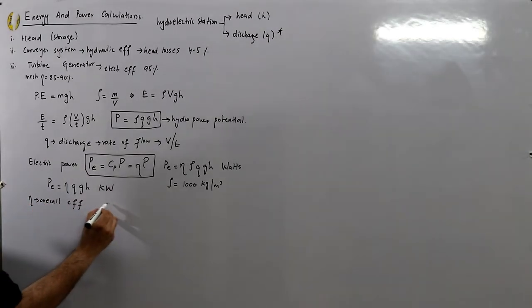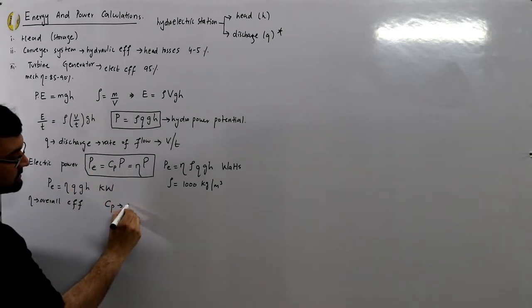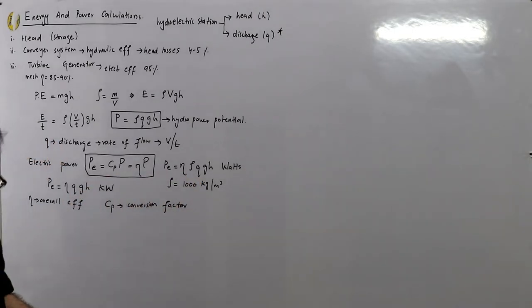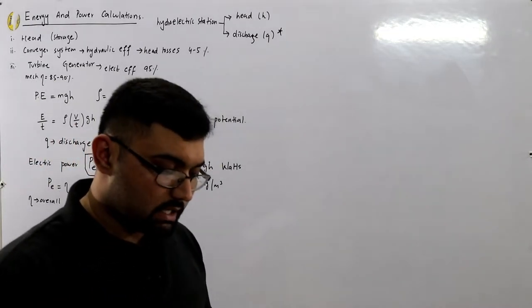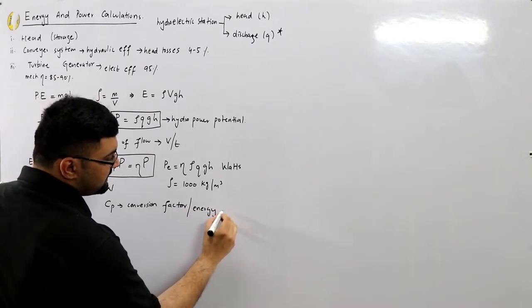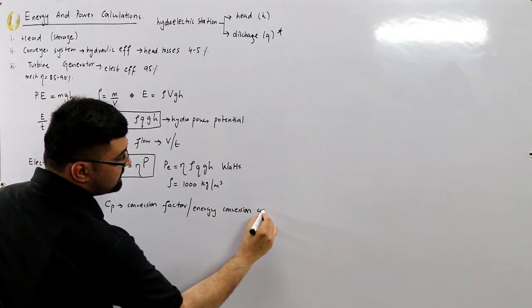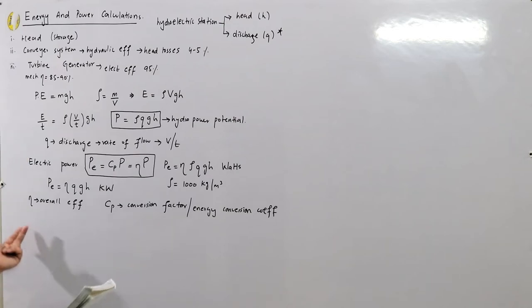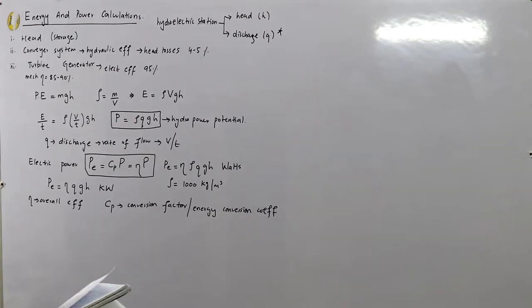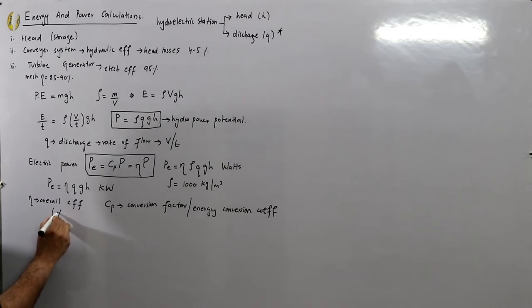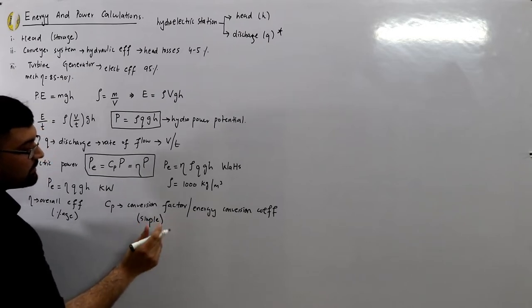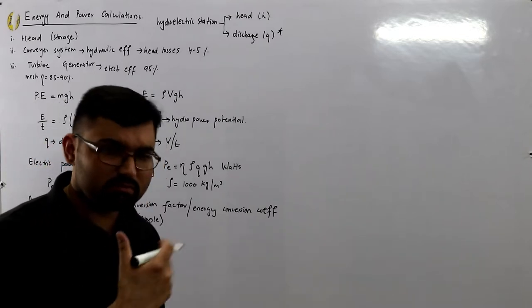Eta is the overall efficiency. Similarly, this Cp is the conversion factor. By what amount is the hydro being converted into electric? It is also called the energy conversion coefficient, so you have multiple names for this. There's no difference, you can call it anything. If it is mentioned in percentage, it is basically efficiency, whereas if it is mentioned simply, it is a simple coefficient. The thing is the same basically.